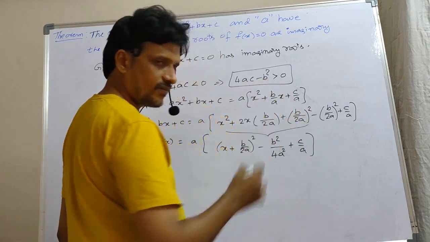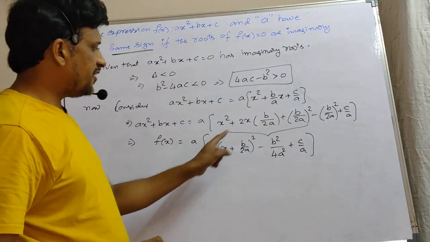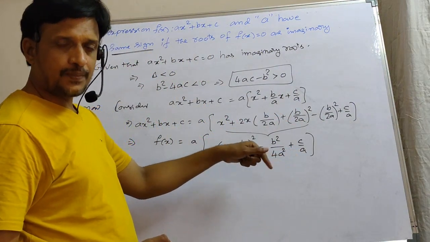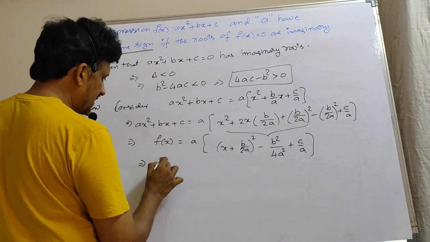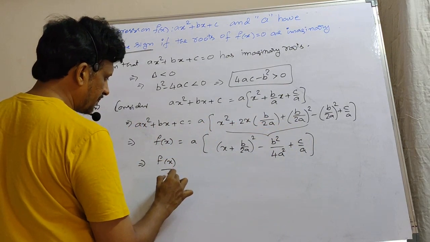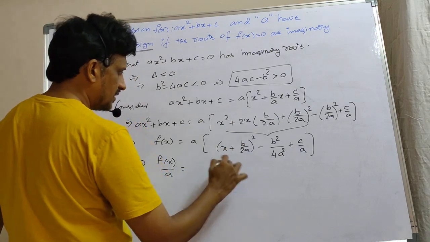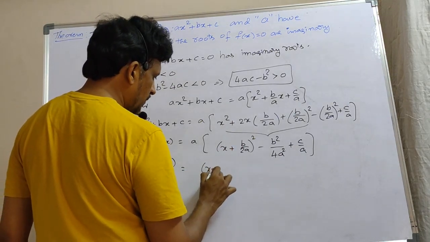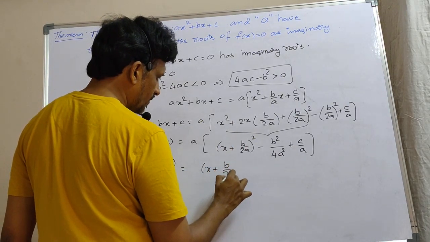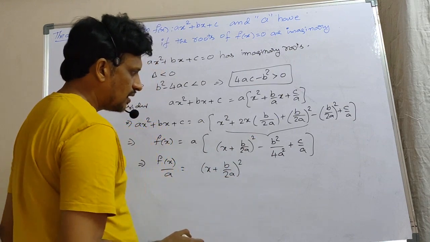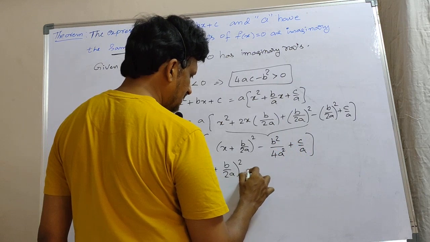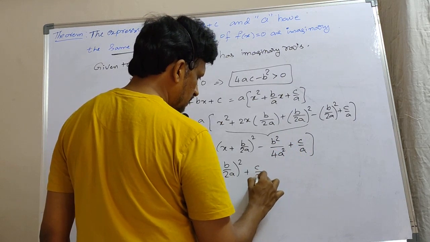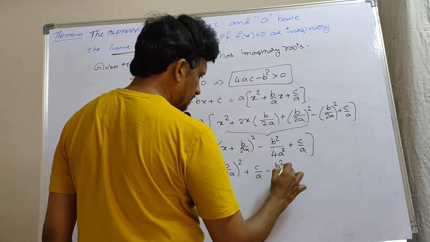So in the RHS part, a is multiplying the other term. So write a in the LHS part, then you will get f of x by a, which is equal to x plus b by 2a whole square plus c by a minus b square by 4a square. Just observe this one.